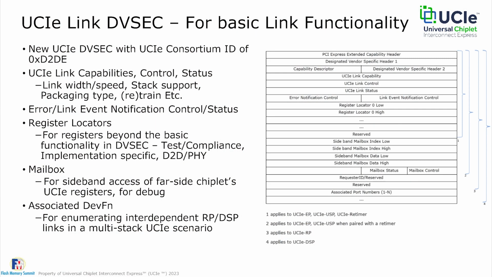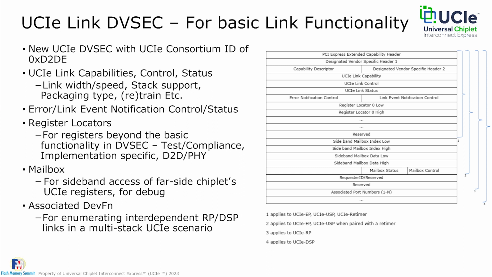And we'll go into the detail. Apologies, these are all in the spec, but it's kind of really small. But there's also another picture coming up where you can see it in more detail. Okay, so the first thing in the extended capabilities register is the UCIe Consortium ID, right?